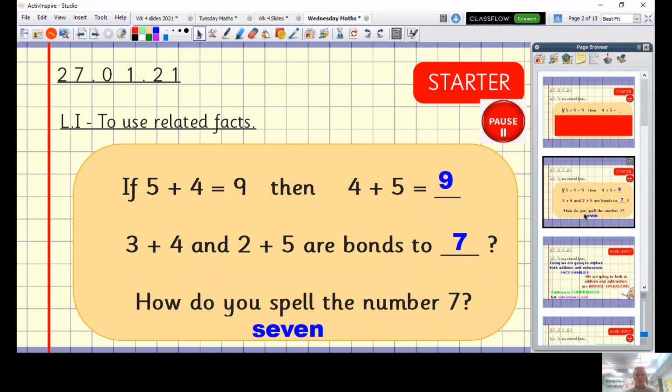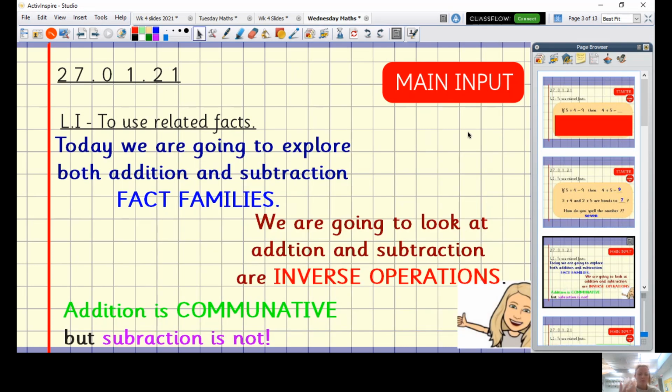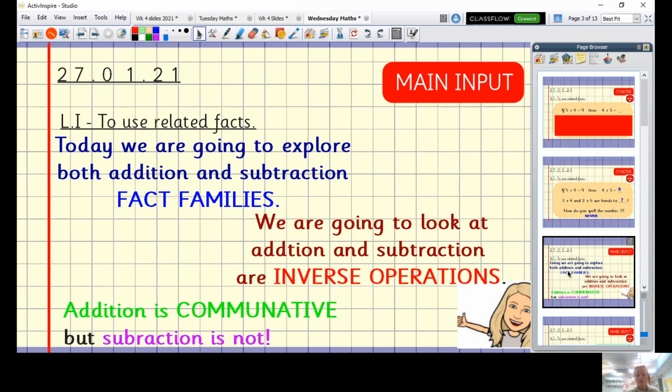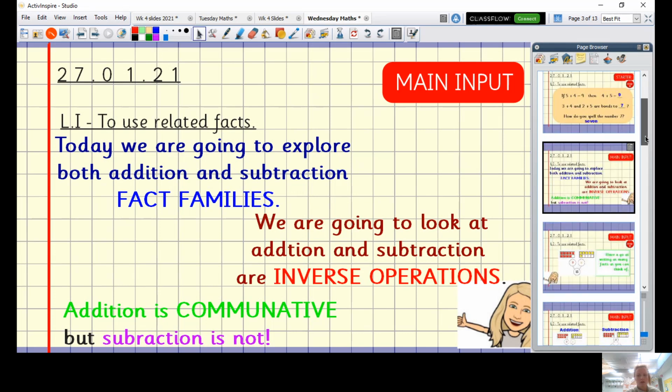Okay, so today we're going to use related facts. We're going to explore different additions and subtractions, and we are going to look at addition and subtraction being the inverse operations. We're going to remember that addition is commutative, which is why 5 plus 4 is the same as 4 plus 5. And that subtraction is not commutative, but you can use the same numbers, and that makes them a related fact. So we're going to look at that today.